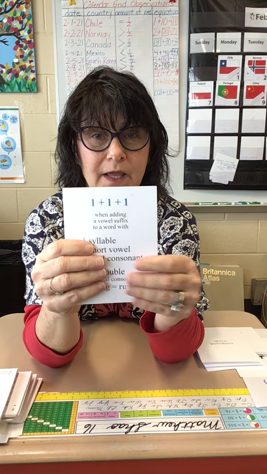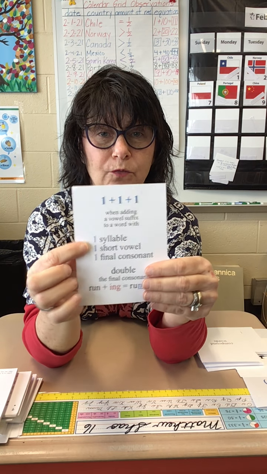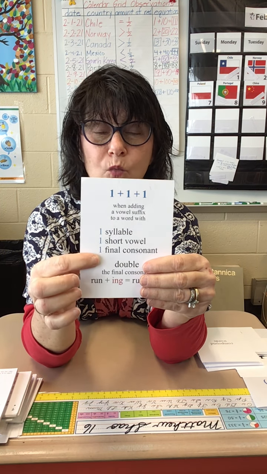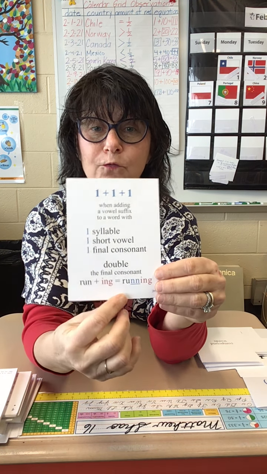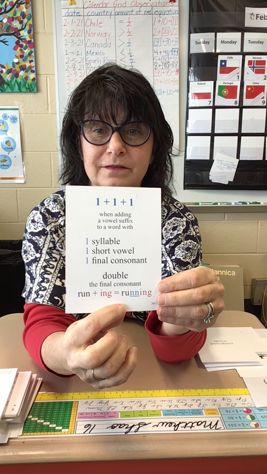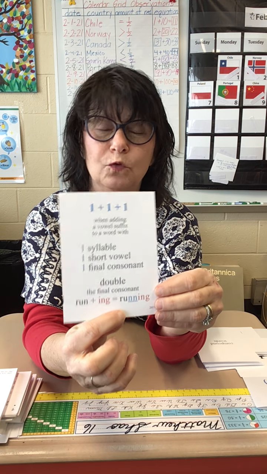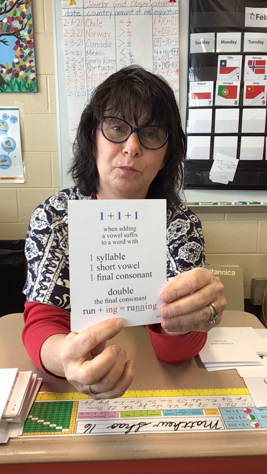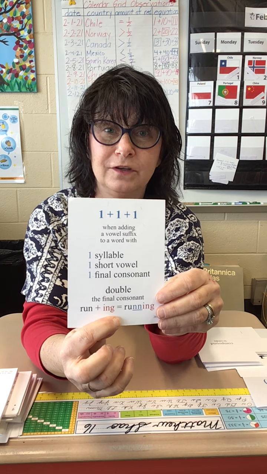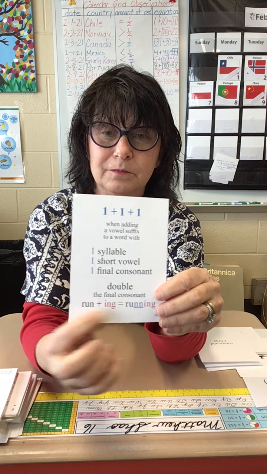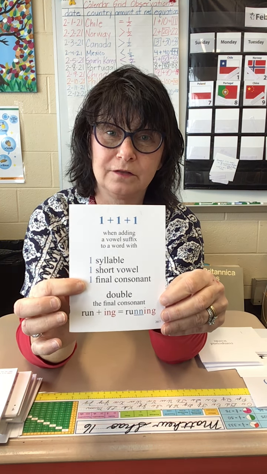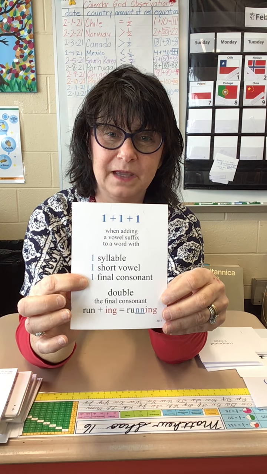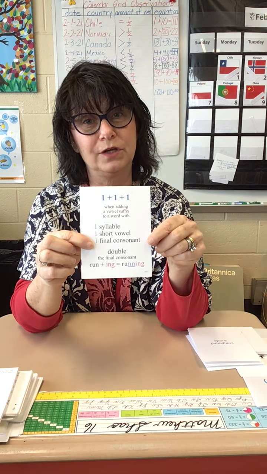All right, remember about the 1 + 1 + 1. If you have a one-syllable word with one short vowel and one final consonant, you double the final consonant before you add a vowel suffix. So if you were going to write batting, if you were batting the ball, you would have to double the T in bat because it has one syllable and one short vowel, and one final consonant. Okay, before you added ed or ing.